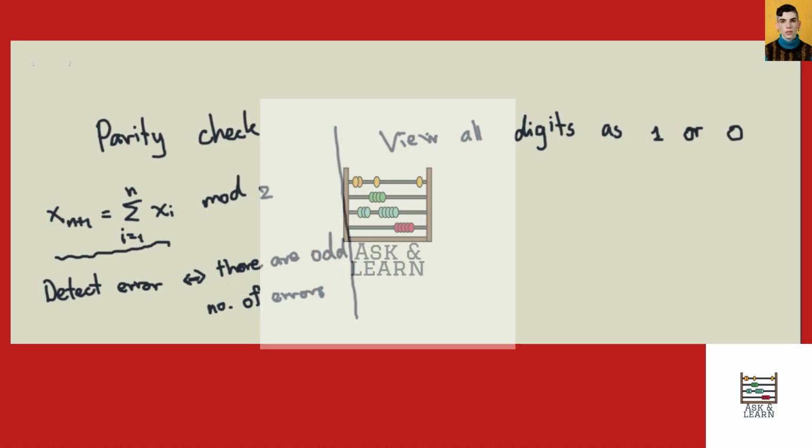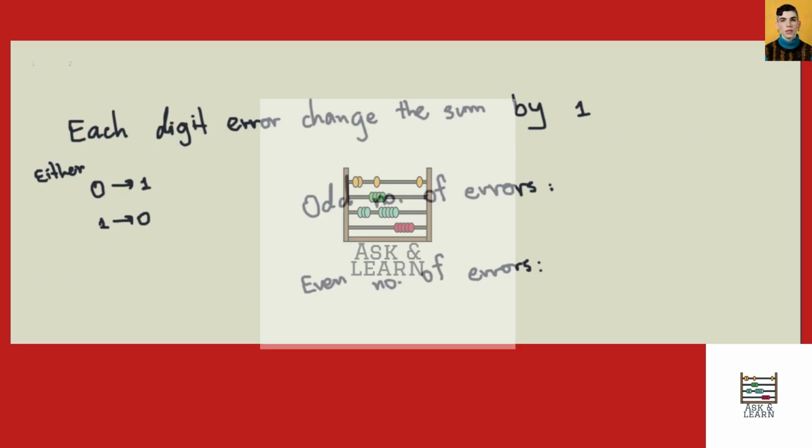With this, we can view all digits as just 1 or 0, because when we do the modulo 2, it is essentially saying if the digit is odd or even. Odd will be 1, even will be 0. Once we look at all digits like that, we consider that each digit of error that happens will change the sum by 1. Here I mean 1 modulo 2. So it either changes the total sum from 0 to 1 or 1 to 0, one way or the other.